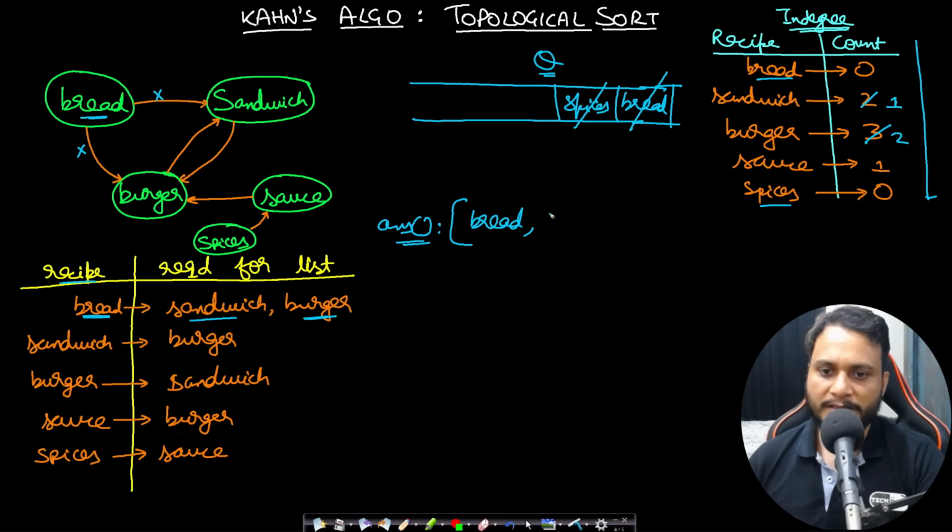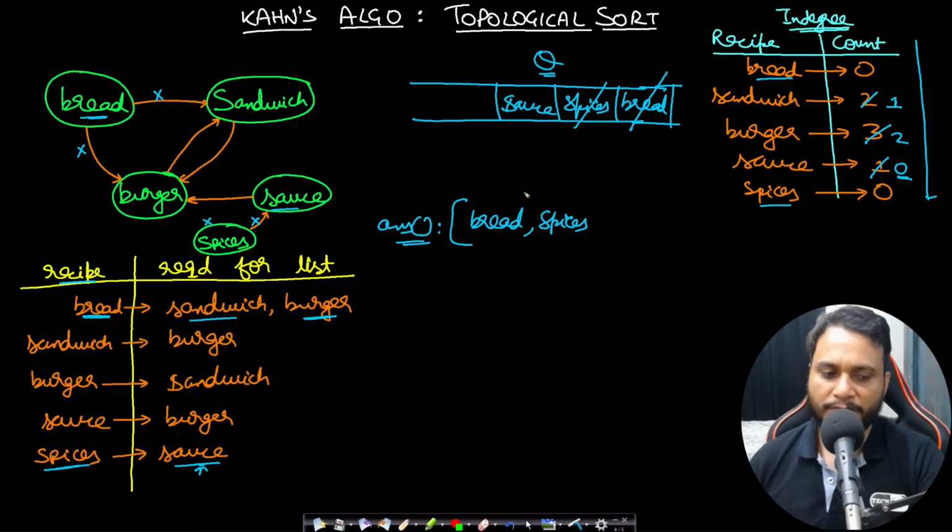Now you take out spices and insert it into your answer list, and if spices is actually removed, then this edge is removed to sauce. So look at the spices, it is having only one adjacent item, sauce. So sauce's in degree value will become 0. Since it becomes 0, it can be a new start point of the topological sort.